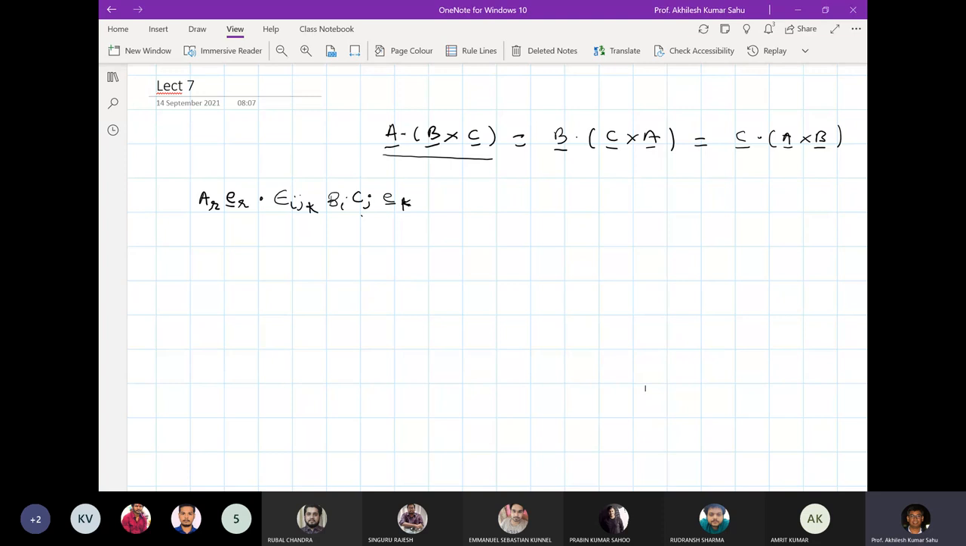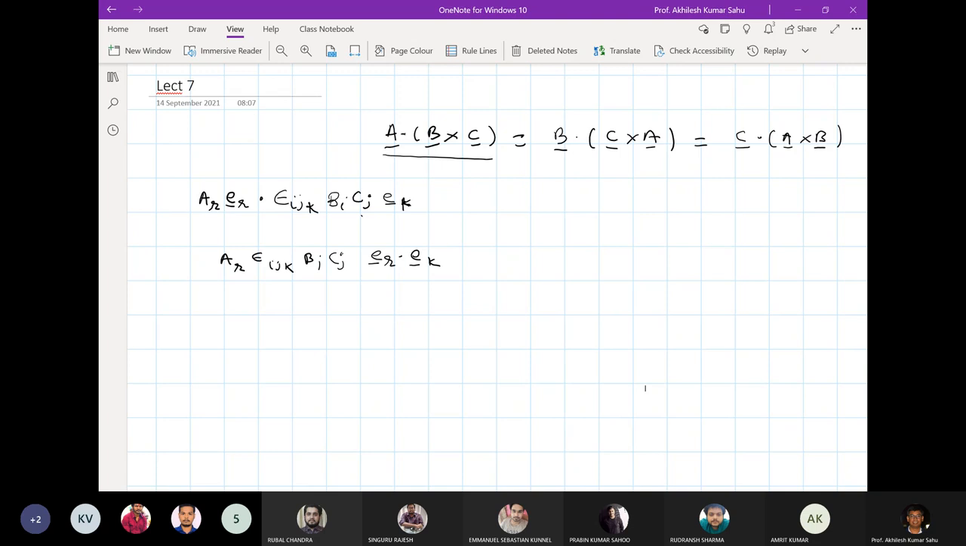Now what we can do is we can move everything, all the scalar components at the front. So AR epsilon IJK BI CJ, this at the front, and then I can write ER dot EK, right? Okay, Rajesh. Sir, okay, right.